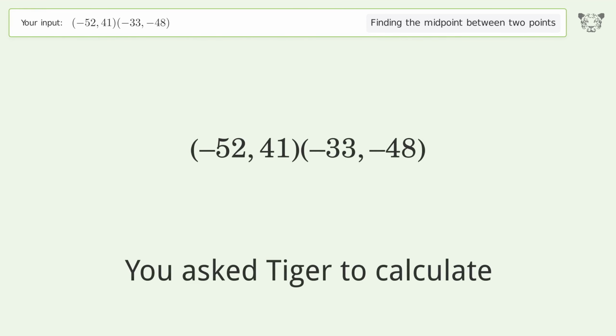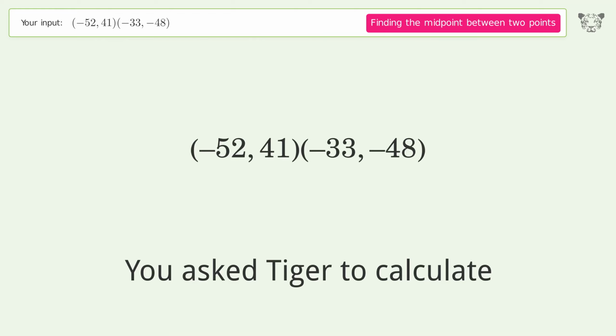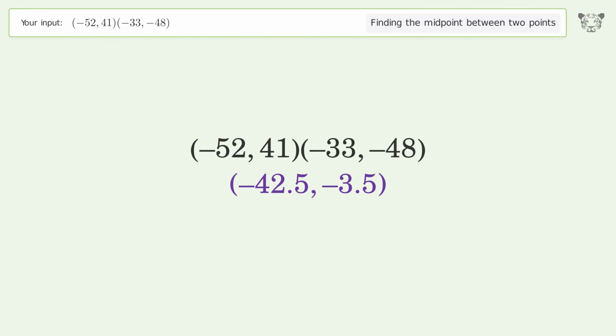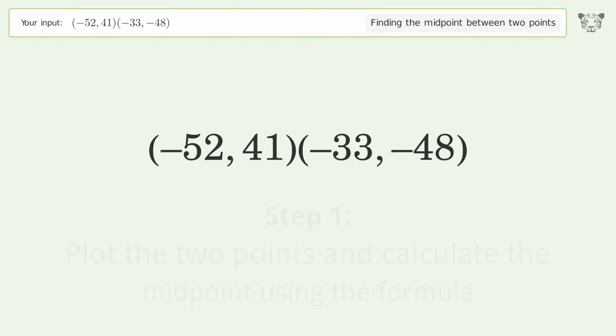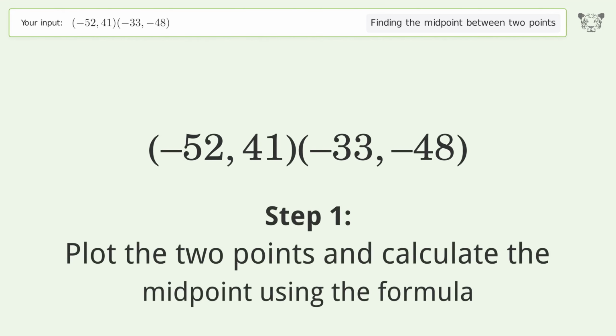You ask Tiger to calculate. This deals with finding the midpoint between 2 points. The midpoint between the 2 points is -42.5, -3.5. Let's solve it step by step. Plot the 2 points and calculate the midpoint using the formula.